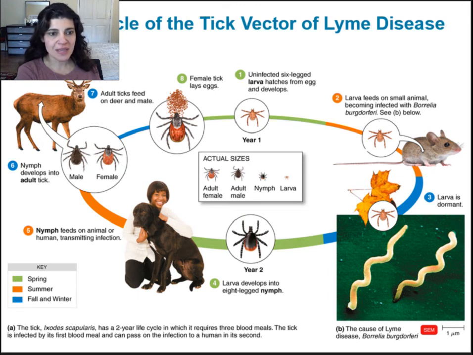So one of the ways to prevent it is avoiding areas where there are deer, that you know could be endemic for Lyme, where you could get bitten by these ticks. Okay?